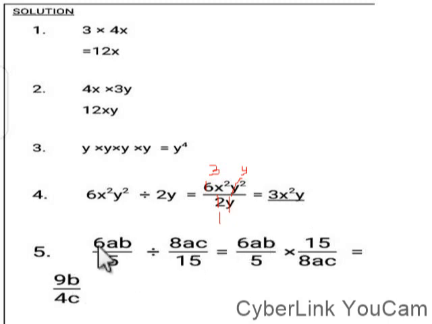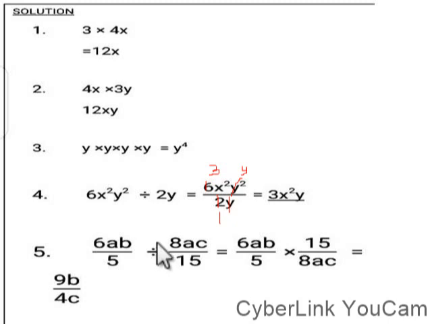Then number 5, we have 6ab over 5 divided by 8ac over 15. This looks quite like division of fractions, because what we have here is a fraction, even though we are dealing with an algebraic fraction, because it's an algebraic term arranged in a fractional form. So it's still the same process that we have to follow, division of fractions.